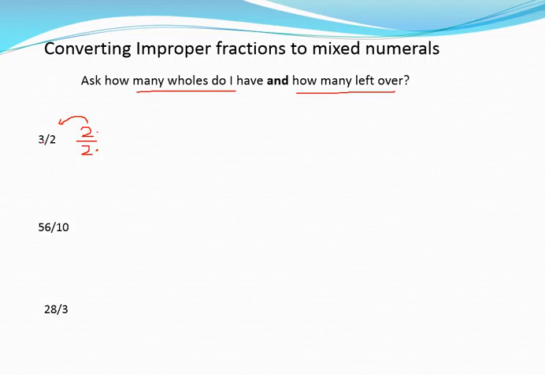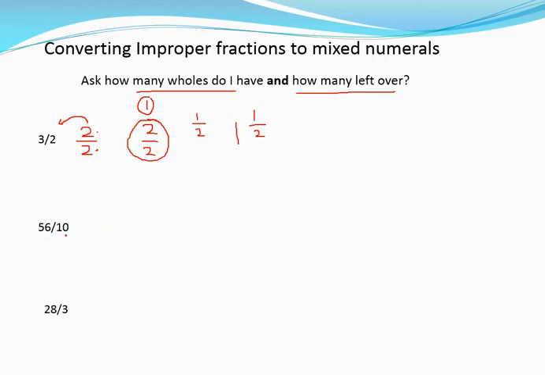Well, I've got one group of two halves, absolutely I do. That's one whole. If I added another group, I'd actually end up with four halves, and that's too many. So I've only got one whole plus one little half left over. So I've got 1 and a half: one whole, which is my 2 over 2, and the 1/2 left over.